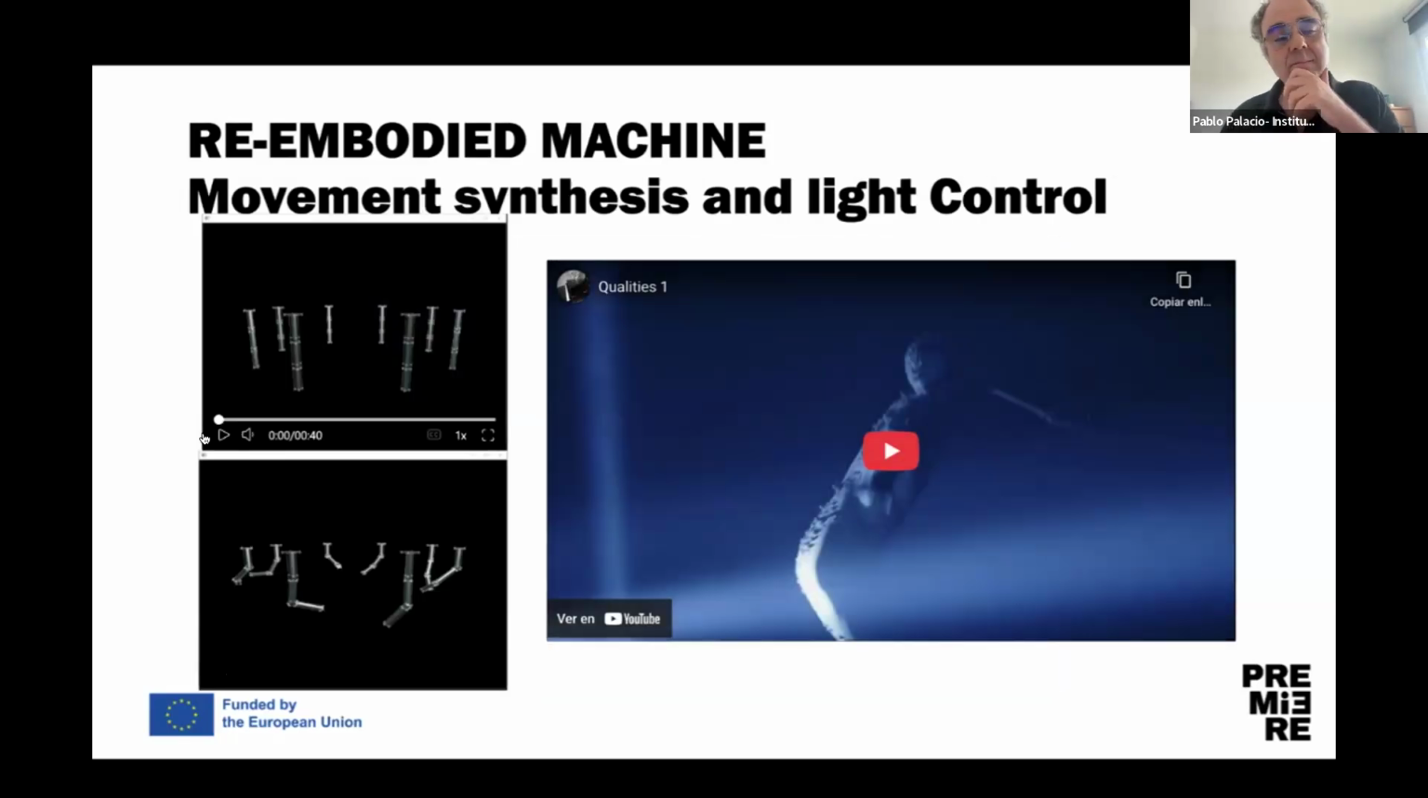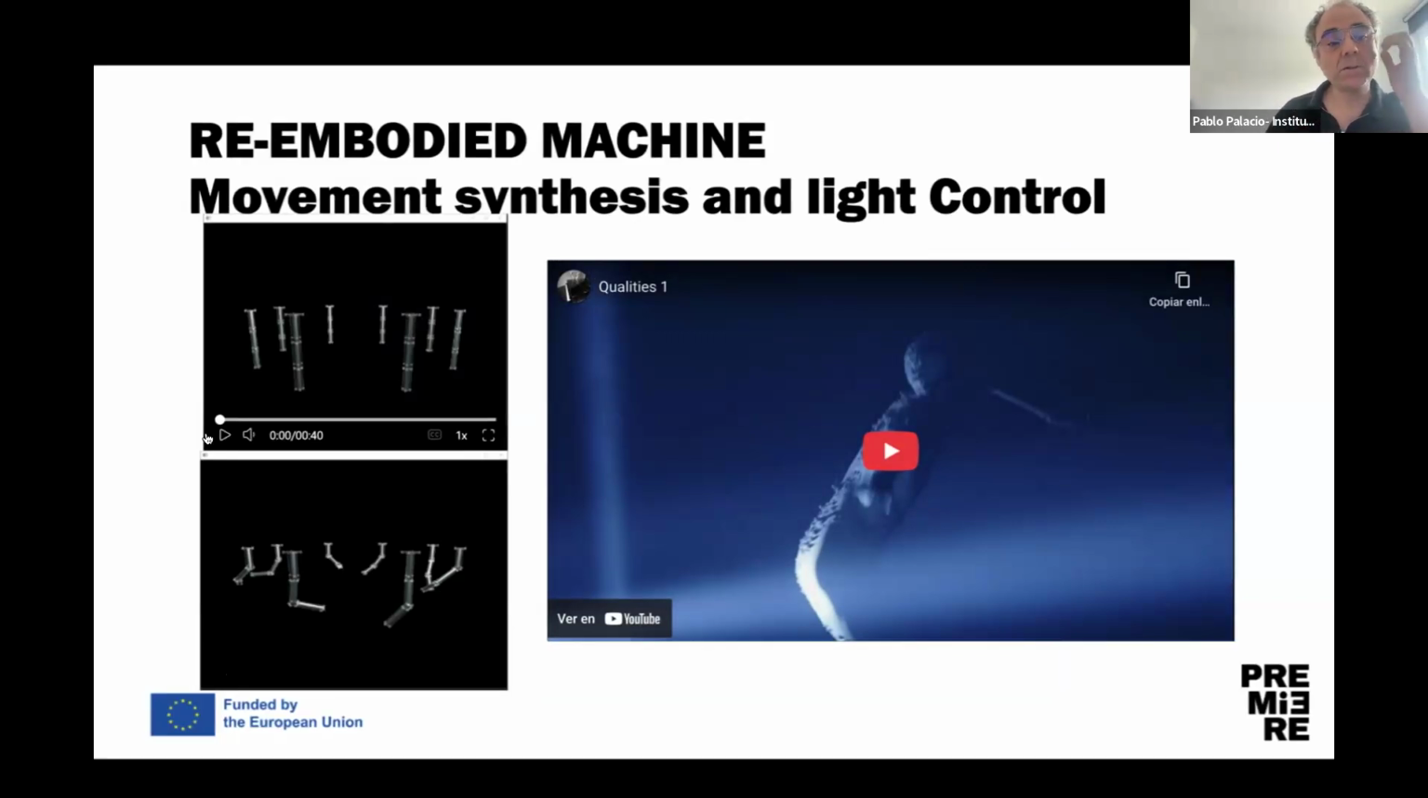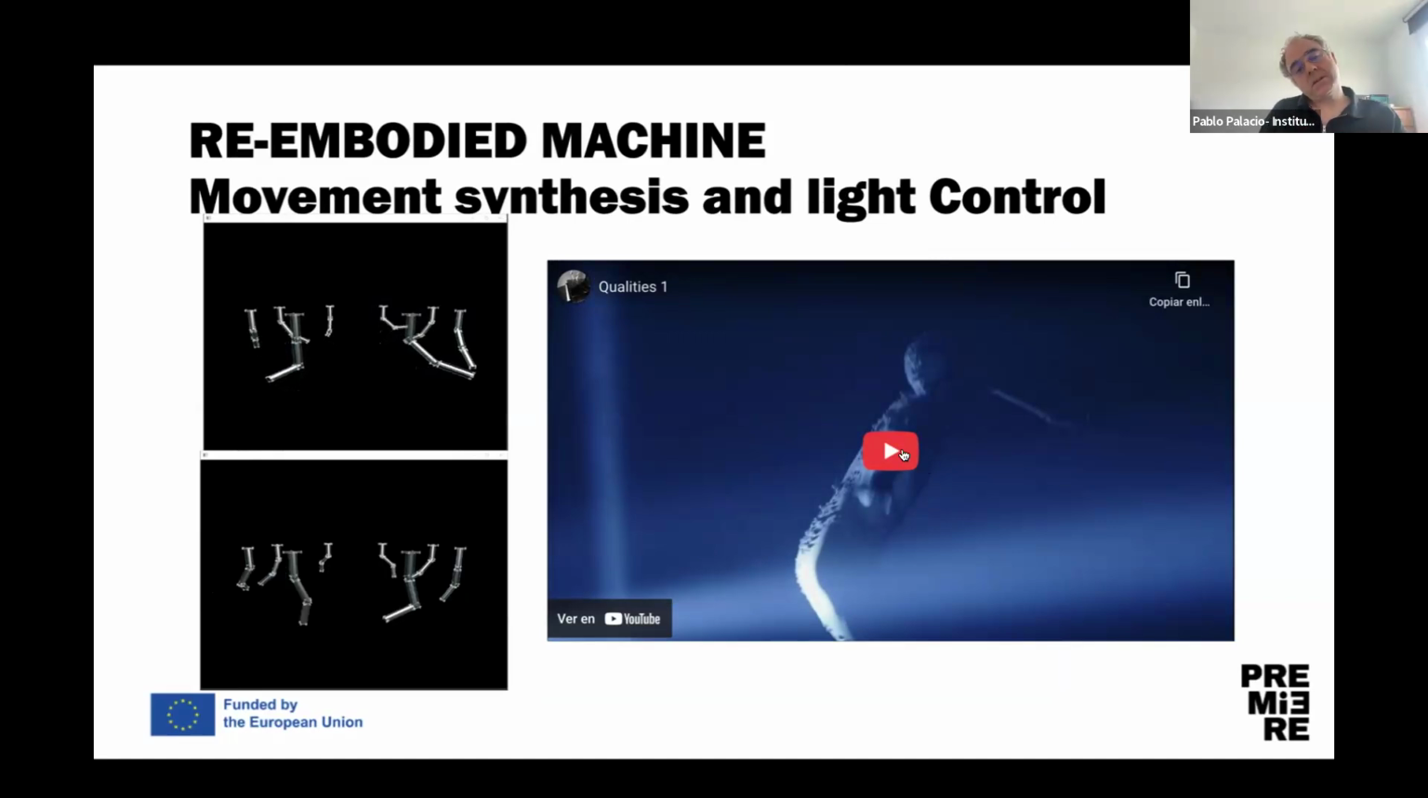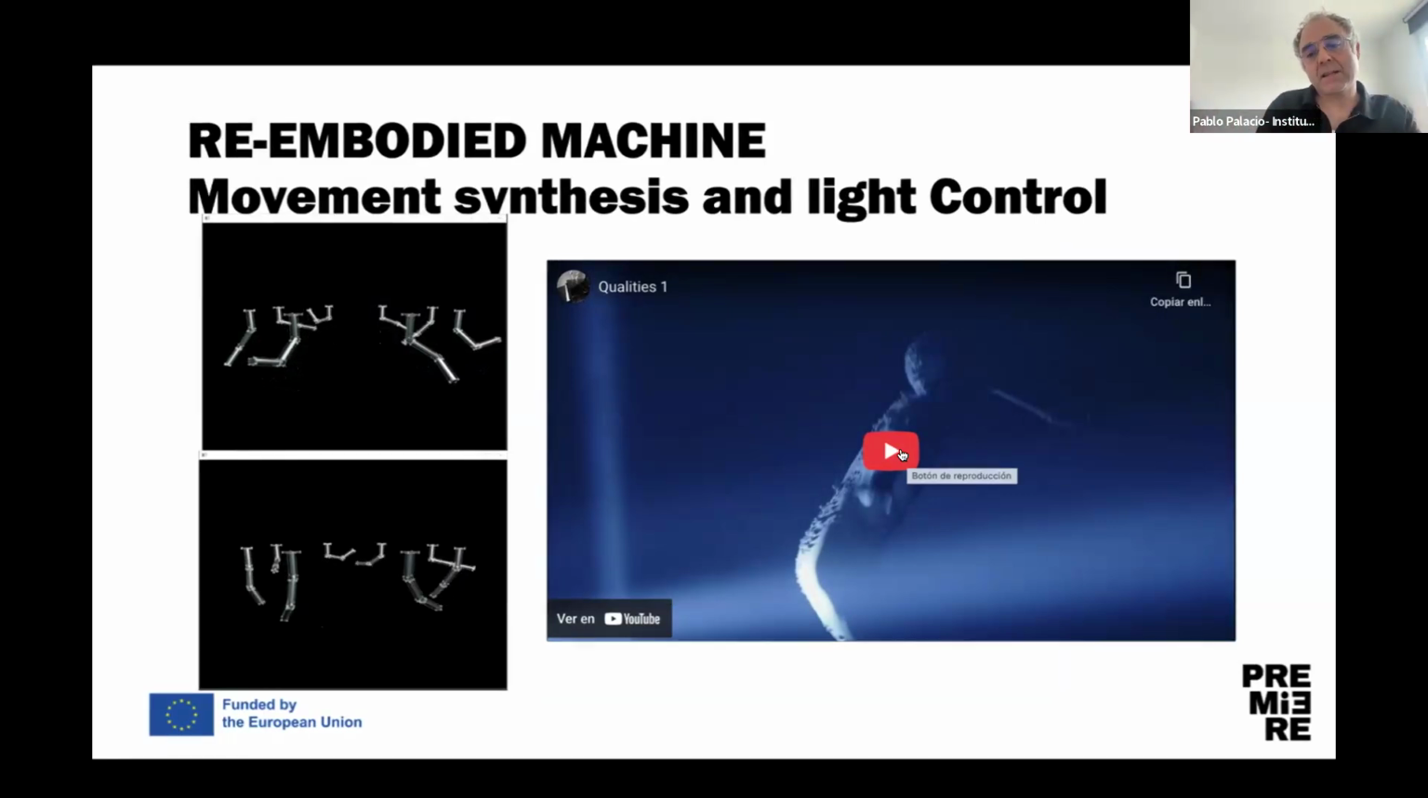Well, this is one of the simulations, the synthetic movement simulation that Daniel showed. No, Daniel, the robotic arms. And how this information is used to generate a light design in real time. So the stage is transformed, let's say, into a dancer.